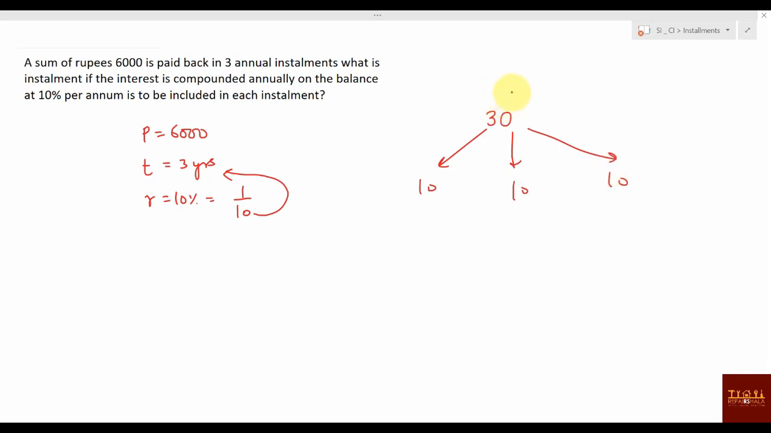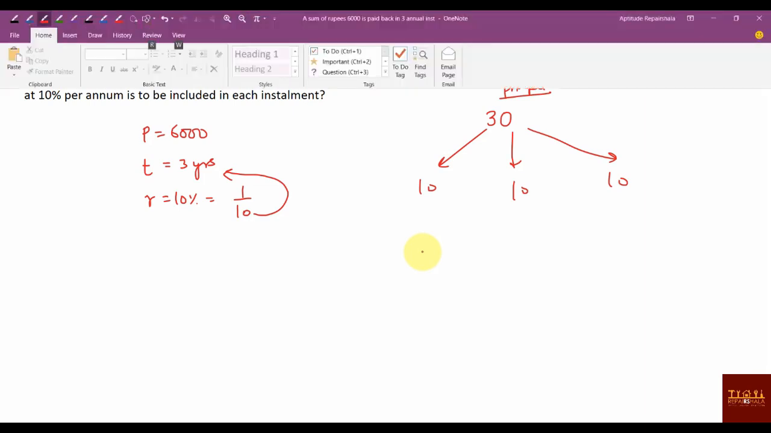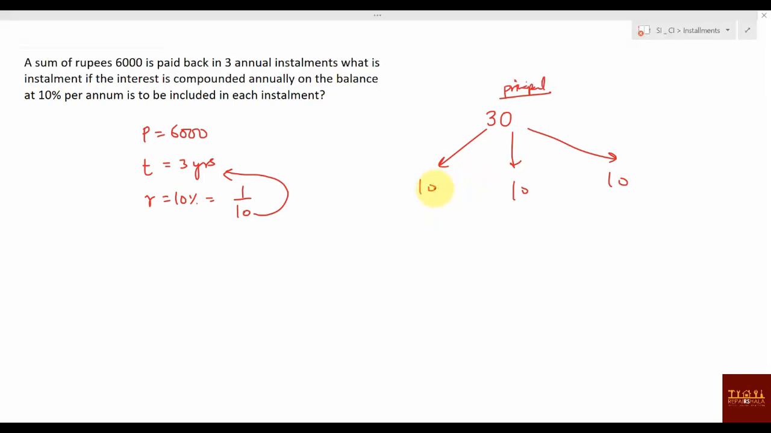Suppose this is the principal. Actually the principal is 30, and you are paying 10, 10, 10. But you also know that if you pay 10, 10, 10, then where are you giving interest? You are not giving interest. You have to give interest. So in this one, what is this 1 by 10? Now what is the amount remaining?